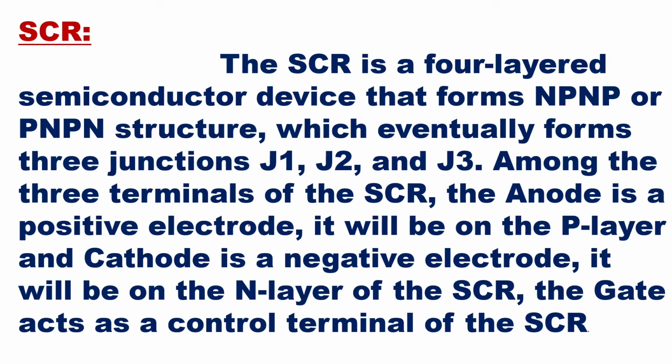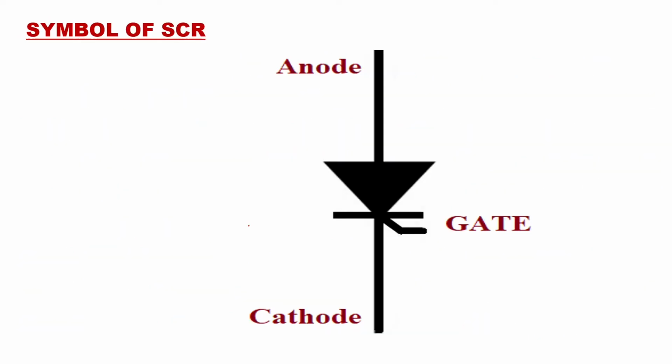Now, the same description again. The SCR is a 4-layered semiconductor device that forms an NPNP structure. It can be N-type, P-type, N-type, P-type semiconductor, or it can also be a PNPN structure, which eventually forms 3 junctions, J1, J2, J3, because 4 layers means there will be 3 junctions. Among the 3 terminals of the SCR, the anode is a positive electrode. It will be on the P layer. Cathode is a negative electrode. It will be on the N layer. The gate acts as a control terminal of the SCR.